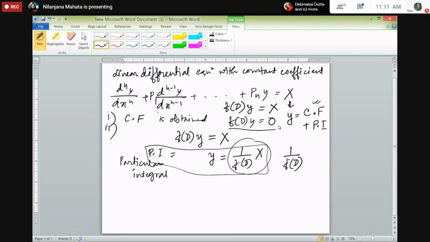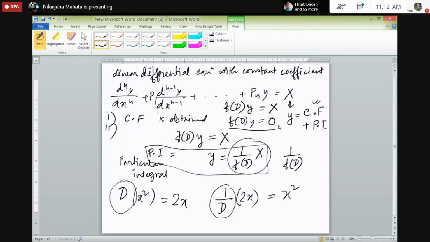Now how do we calculate this 1/f(D)? Suppose my D is operated on x square, so you know it will be 2x. So 1/D of 2x will be nothing but x square. This is the inverse operator, that is, 1/D is the inverse operator of D. That will mean we have to integrate. Now our terms are given in terms of, say, D square, which means the second order differential equation.